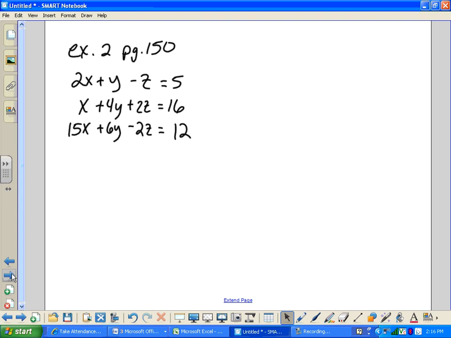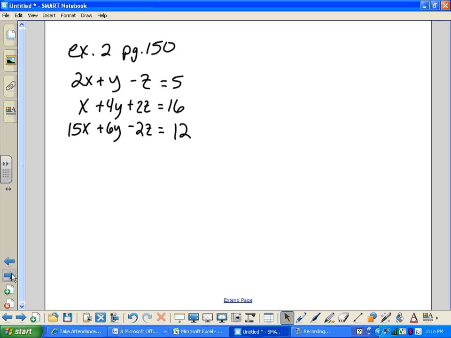Okay, so let's look at this one and sort of examine it here. Again, there's three equations with three variables. So instead of x and y, we've got x, y, and z. So again, the key is I want to make this 3x3 into a 2x2. And so I'm going to eliminate the same variable twice.